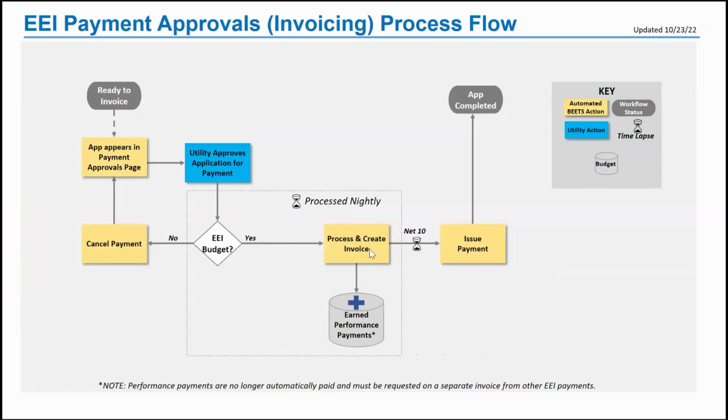Once the invoice is created, BPA Finance in net 10 business days will issue payments. Once that payment is issued, that application will move forward to app completed status. This is the end of that process.